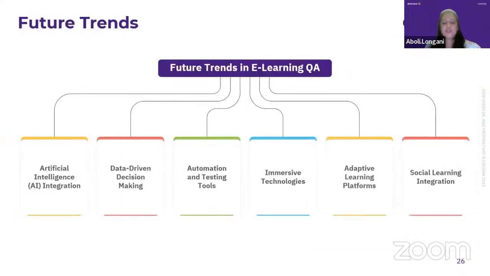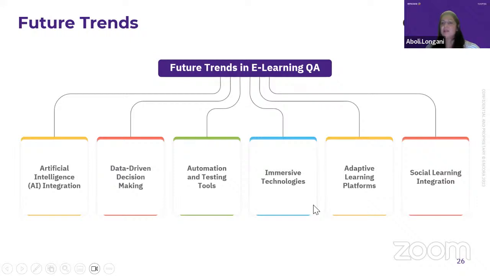These are some future trends that we are focusing on, and I'll be elaborating more on them. AI integration. As we all know, AI is becoming increasingly important in QA processes, offering capabilities such as automated content review and personalized learning experiences. Data-driven: using the data to understand how learners are doing, what they are interested in, and what they think. Here the QA team can find different areas to improve e-learning content and how it is delivered.